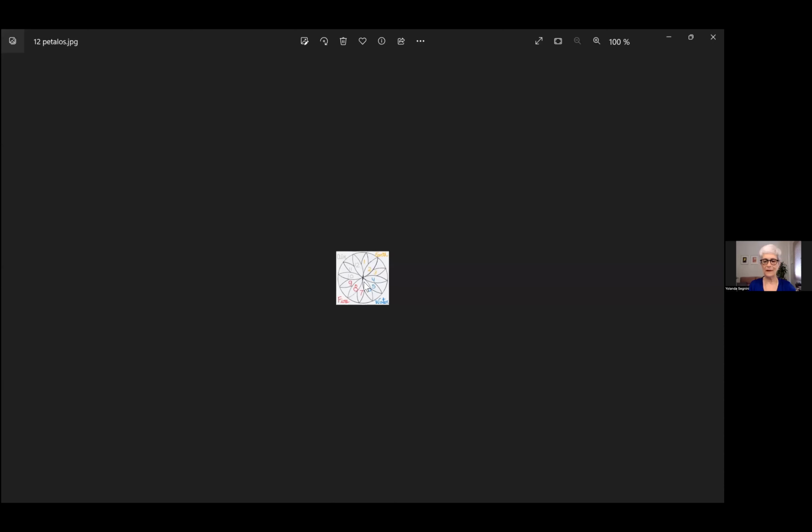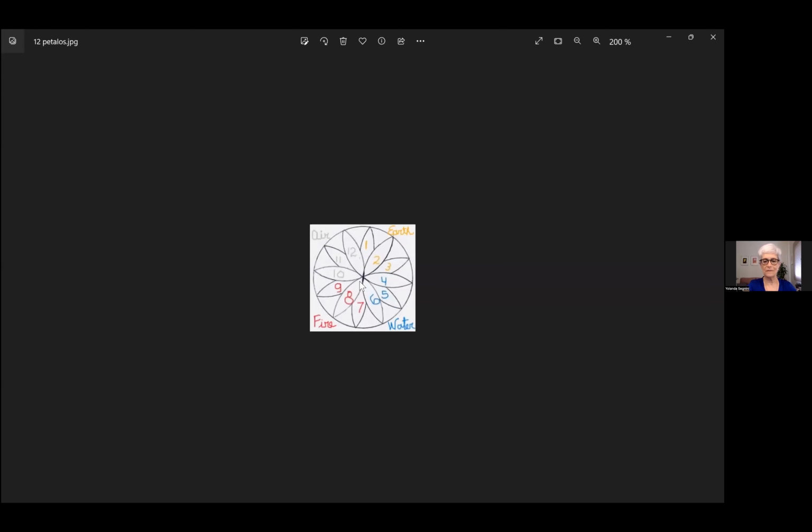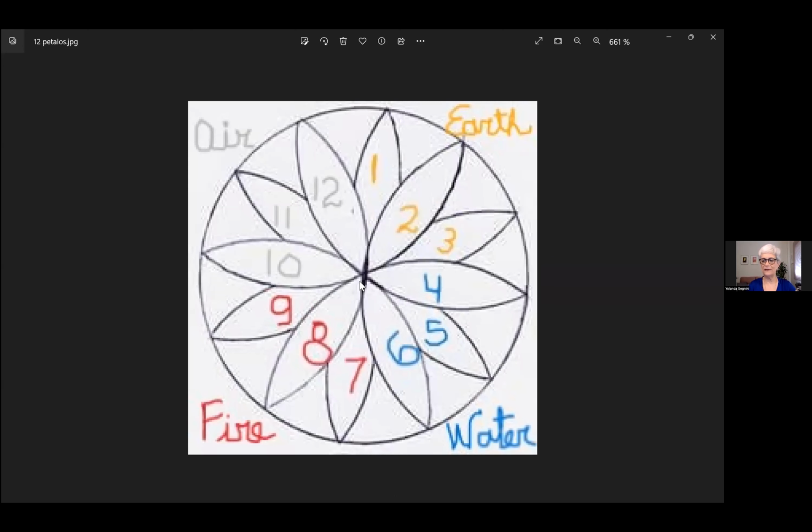Is it possible to share a window, a screen? Because I draw the 12 petals. Please. And okay, let's see if we can show them. Okay, share. Okay, can you see it? Yes. Is it big enough? Drawing of the 12 petals.